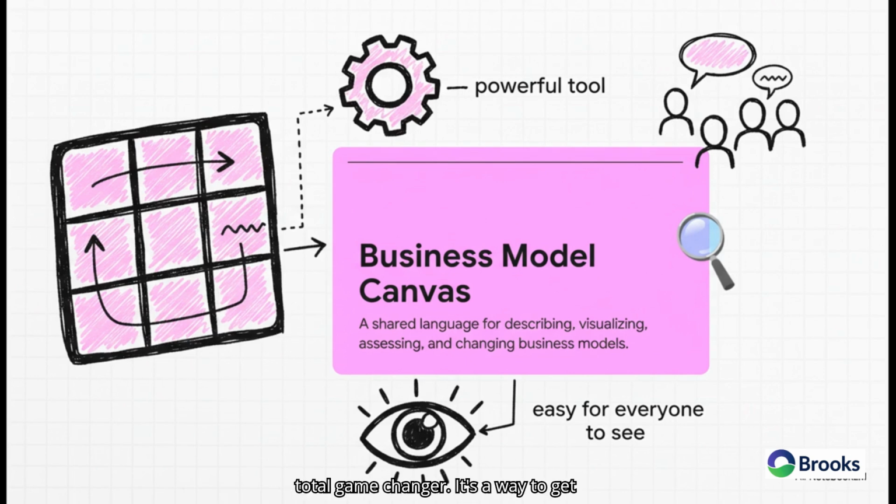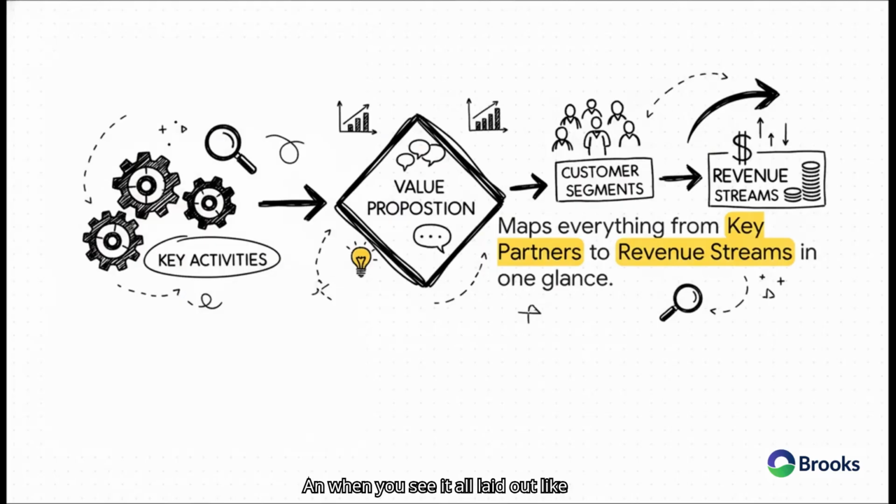It's a way to get your entire business model onto a single sheet of paper. I mean, the whole thing. It's an incredibly powerful tool for getting everyone on the same page fast. And when you see it all laid out like this, it's amazing. You can instantly see how your key activities connect to your value proposition and how that serves your customers and how that leads to your revenue. It connects all the dots and gives you that complete picture in just one glance.